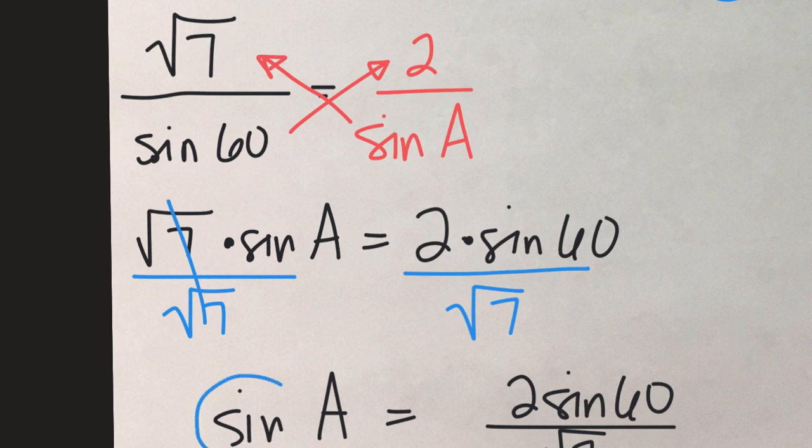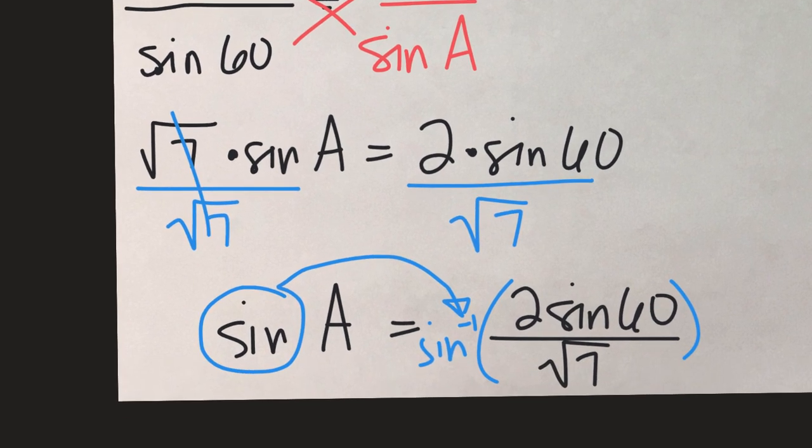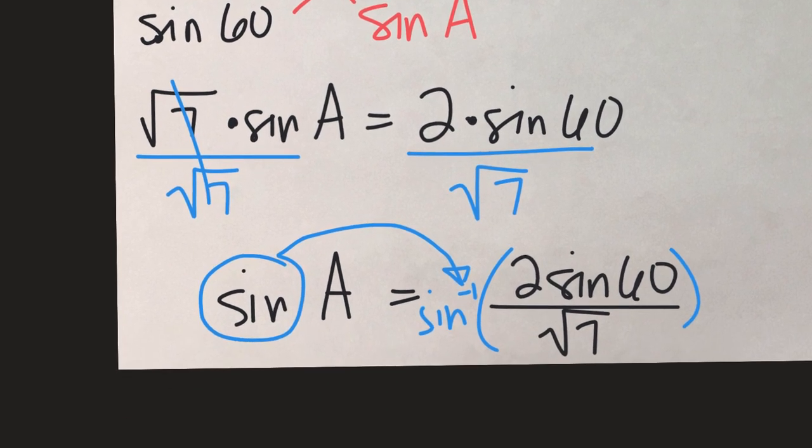And then we move the sine over by taking the inverse. So this is what we're going to put into our calculator to figure out what the measure of angle A is. Okay, all at one time without any decimal approximations. The inverse sine of 2 sine of 60 divided by the square root of 7 is, rounding to one decimal, 40.9 degrees.